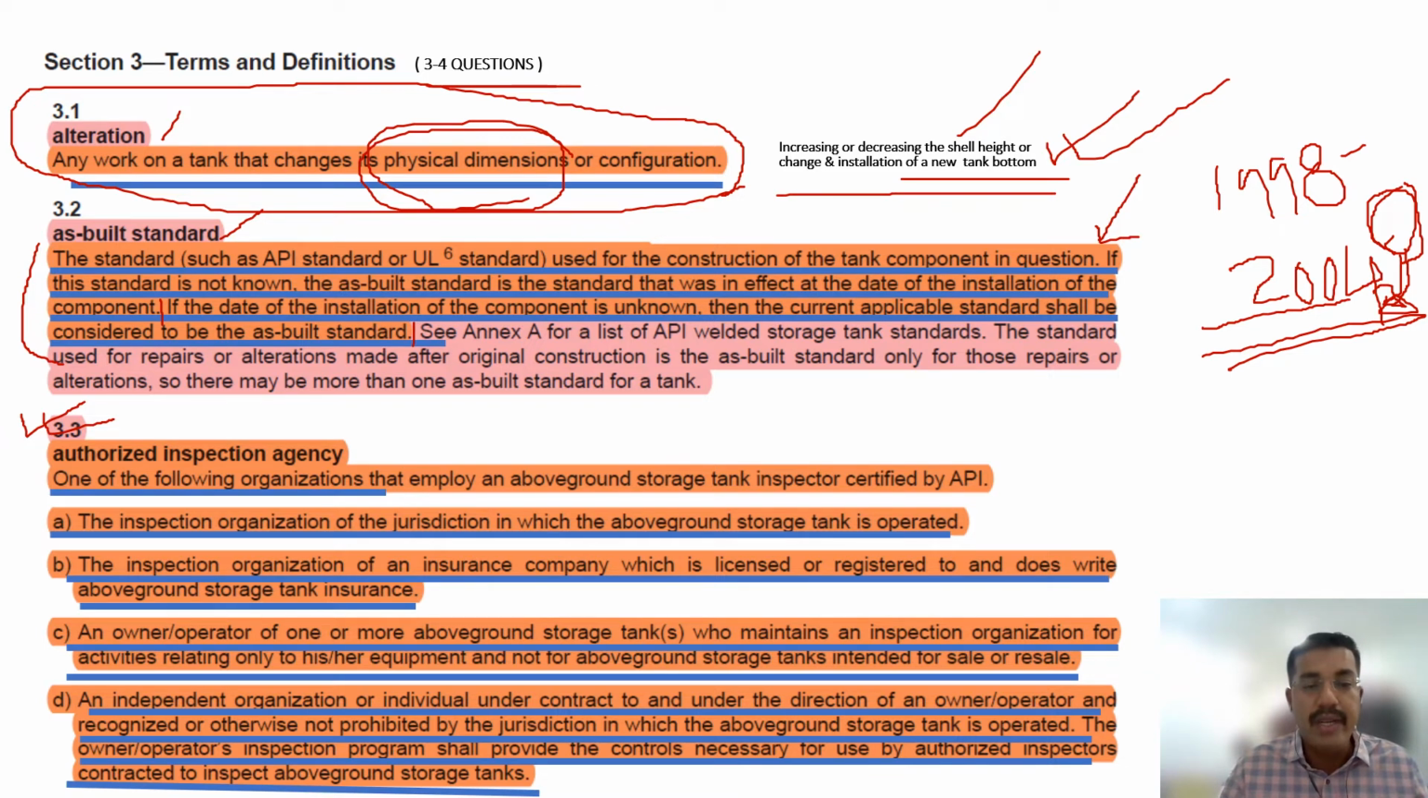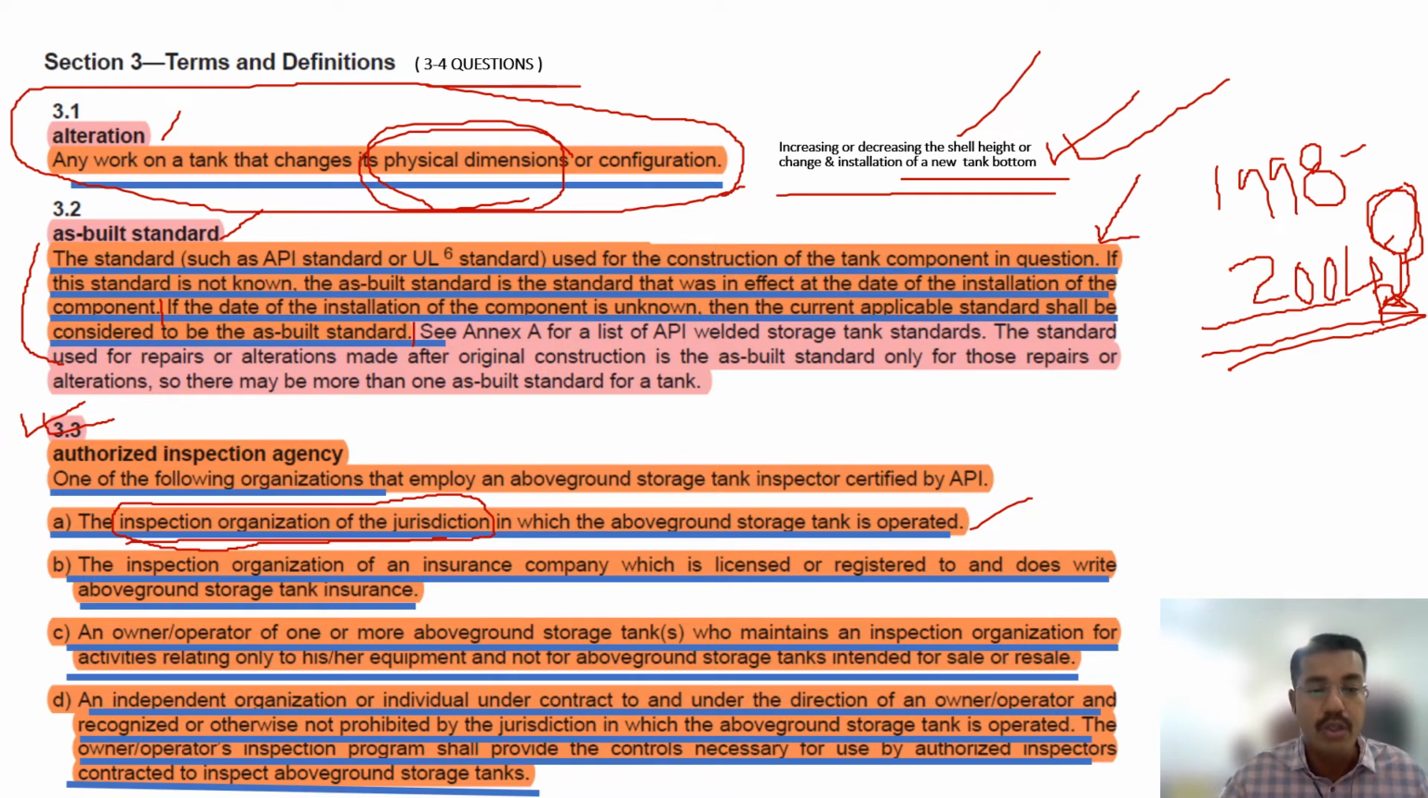First, the inspection organization of the jurisdiction. The local authority jurisdiction inspection organization, that is, government bodies' inspection organization in which the above ground storage tank is operated. In the area where the tank is located, the government body's inspection department that is operating there can be the authorized inspection agency.